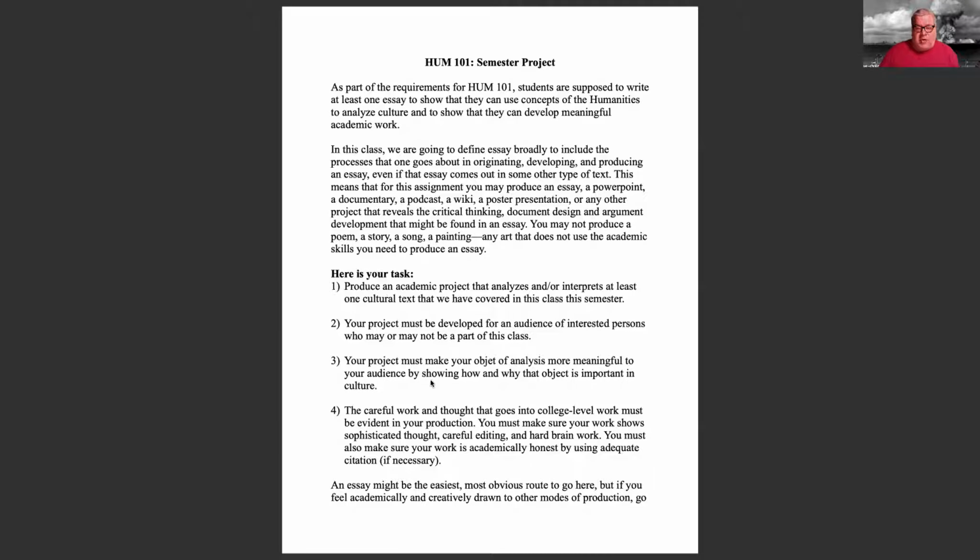Number 3, your project must make your object of analysis more meaningful to your audience by showing how and why that object is important to culture. You cannot just simply summarize one of the texts. You've got to do something more.